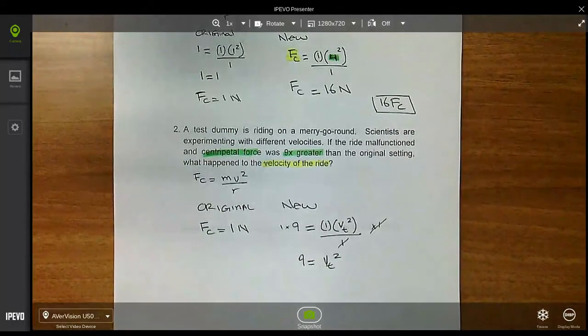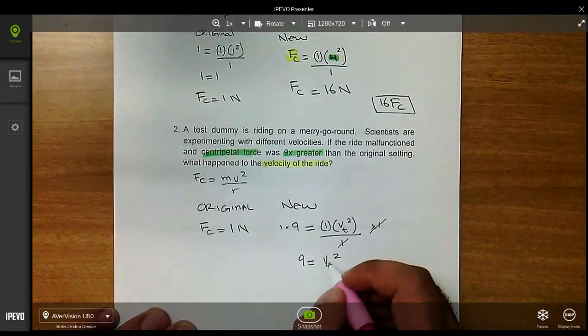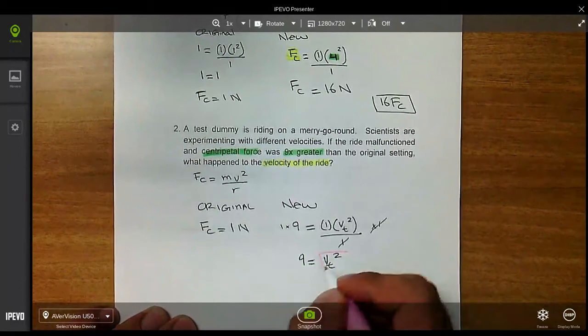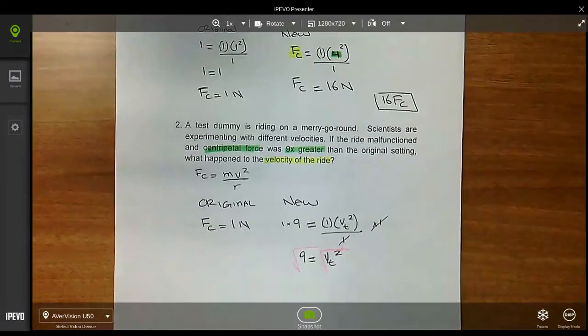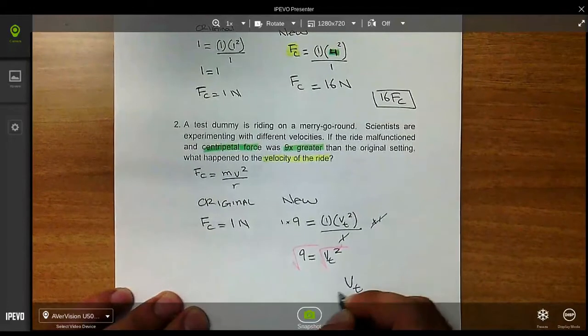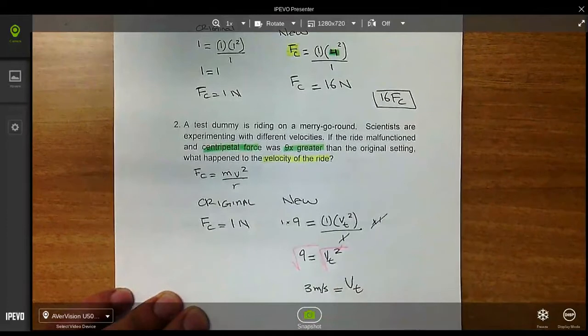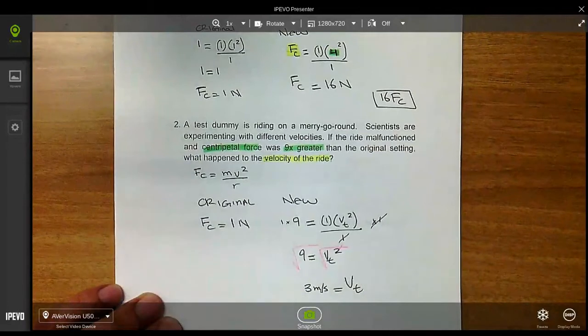The problem is asking for the tangent velocity and not the square of the tangent velocity, so you've got to take the square root. Make sure that what you do to one side, you also do to the other. These cancel out, and we get tangent velocity is equal to 3 meters per second. So the tangent velocity is 3 meters per second if the original one had 1 meter per second.